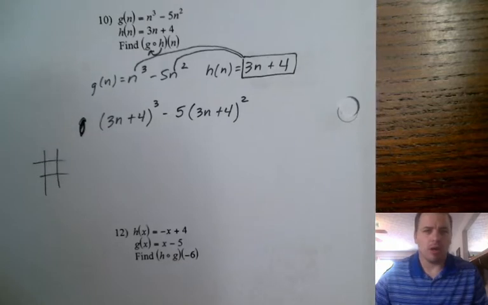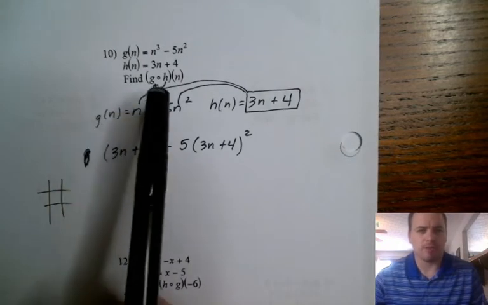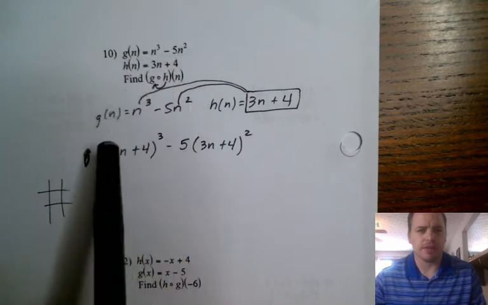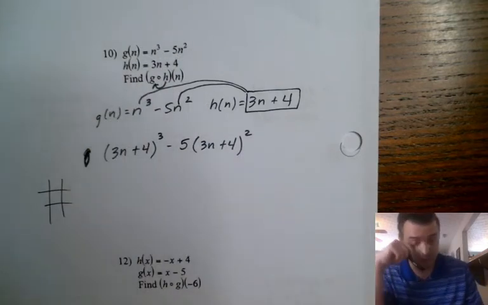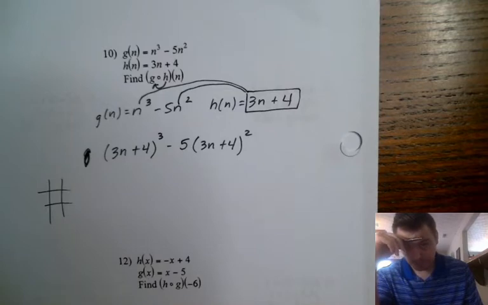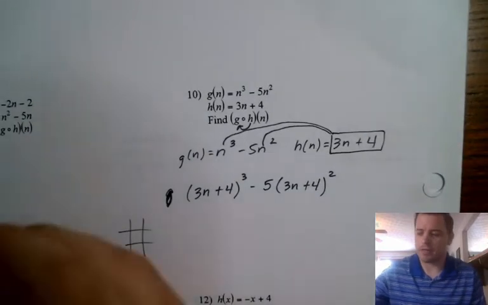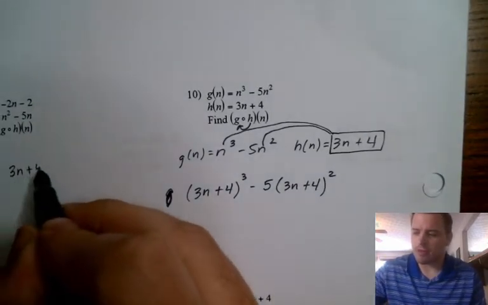Yeah, so this is the one I started with you guys where we said plug H into G, but G had 2 N's, so you had to plug it into both. All right? I was trying to give you a little bit of guidance on this, but let's come over here and do 3n. So 3n plus 4 cubed.